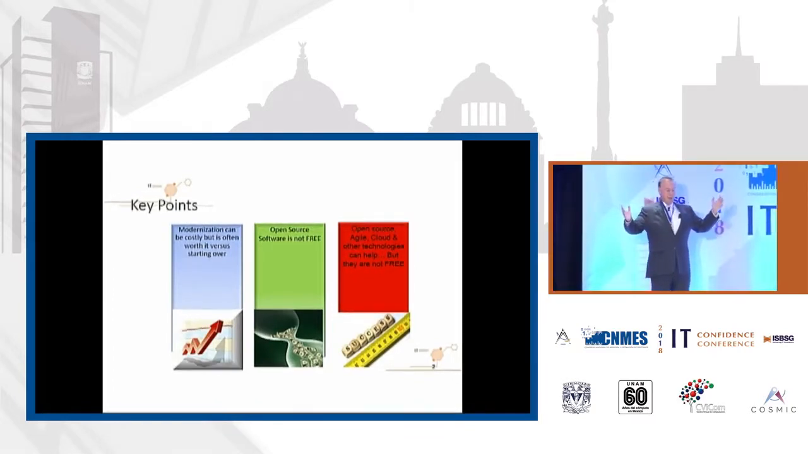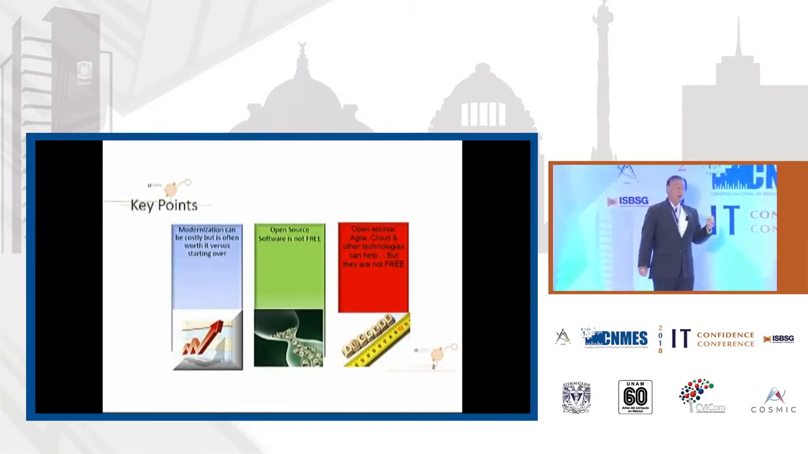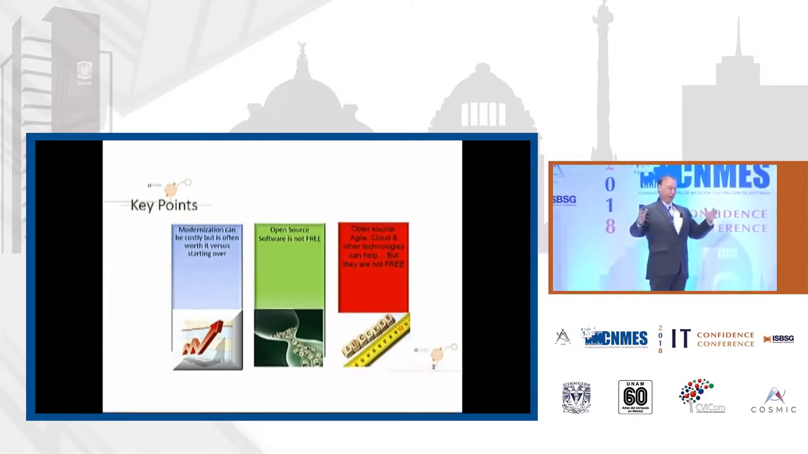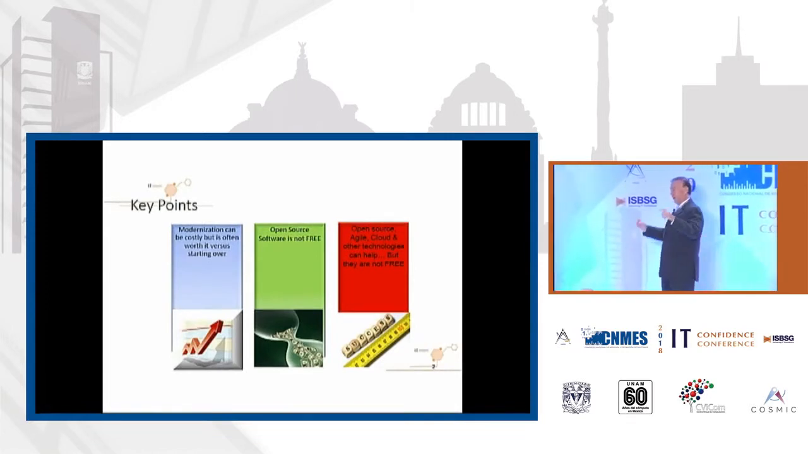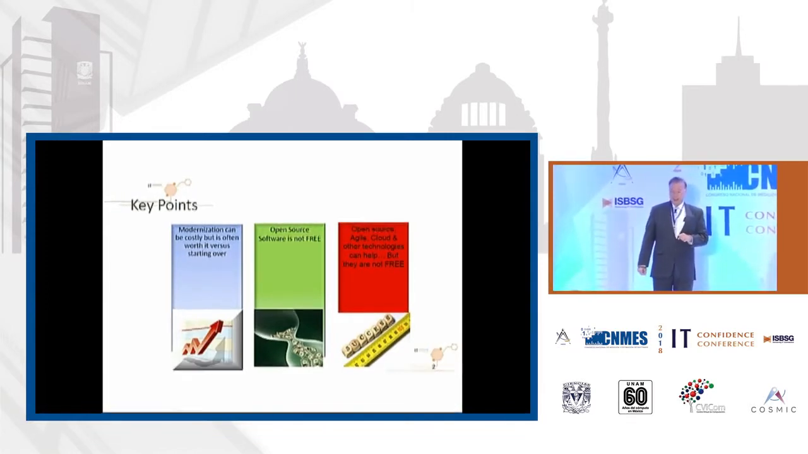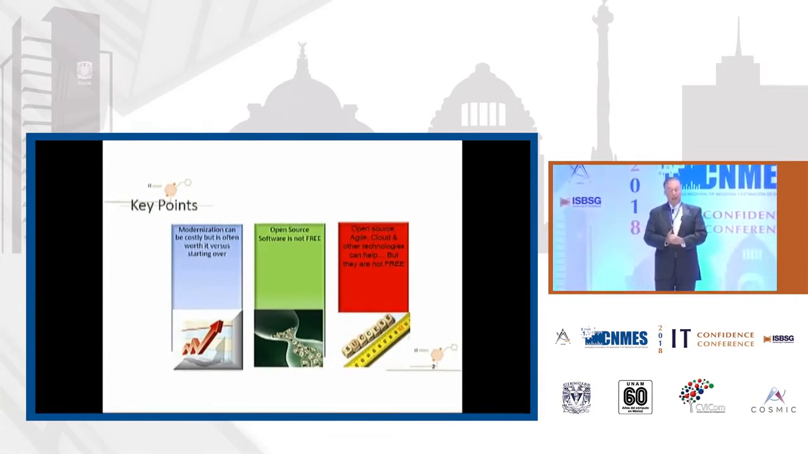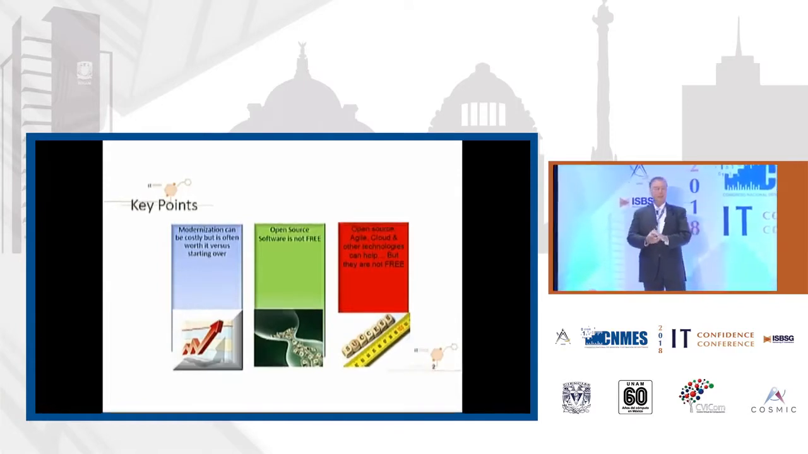Now, the big three key points are that modernization can be costly, but it's often worth doing versus starting all over again on a large system. And this was an extremely large system. Open source software, which they thought was free, isn't really free. I'll talk about some of the costs in a minute. And open source, agile, cloud, and other technologies can help, but again, none of these things are free.